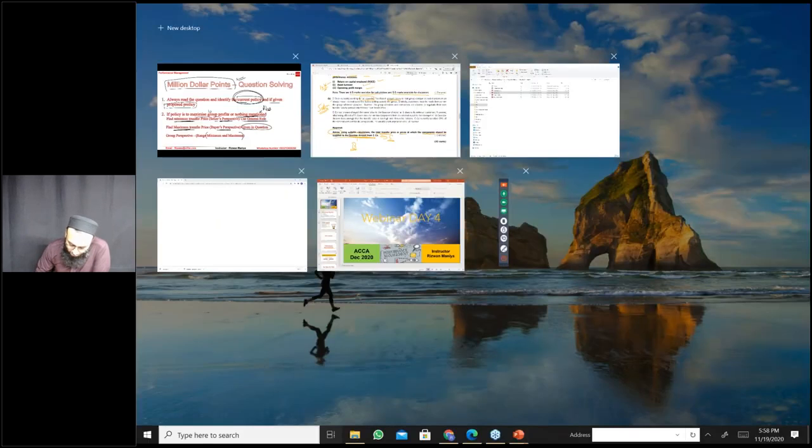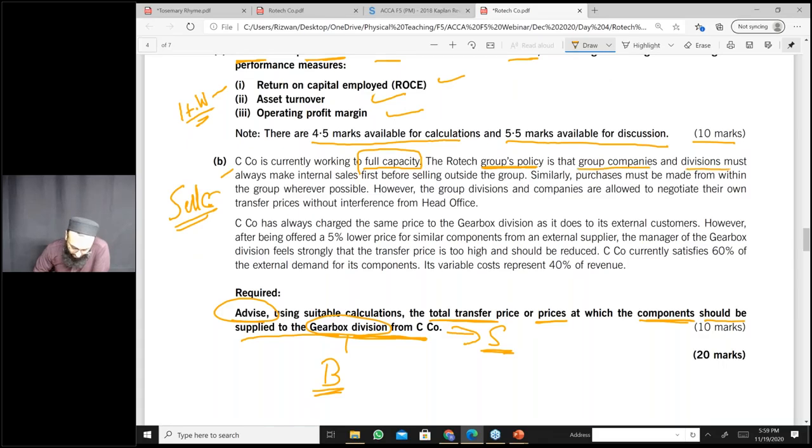Group policy is that group companies and divisions must always make internal sales first before selling outside the group. Okay. So it's compulsory for them to sell internally first. Similarly, purchases must be made from within the group wherever possible. However, group divisions and companies are allowed to negotiate their own transfer prices without interference from head office. So head office will not interfere, you can set your own prices. Okay.